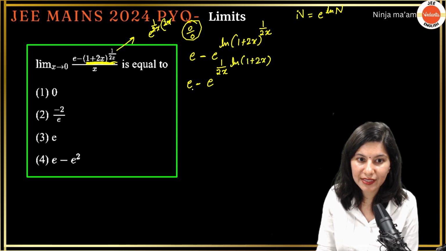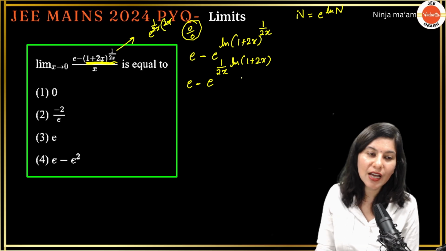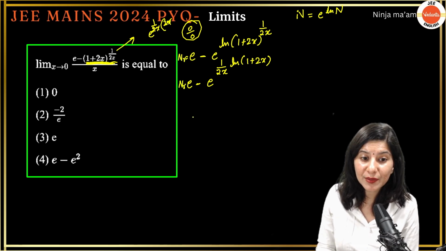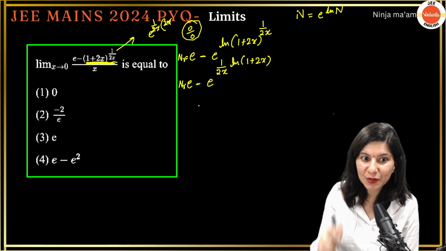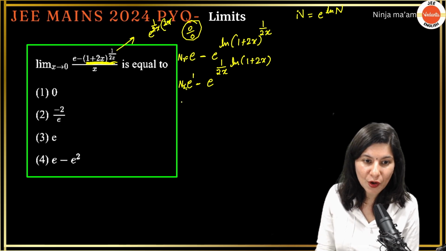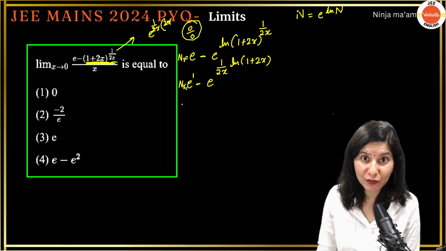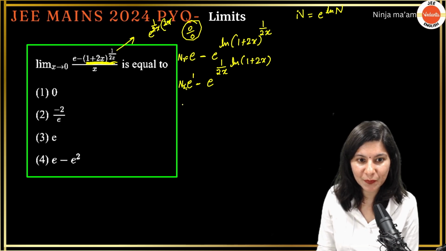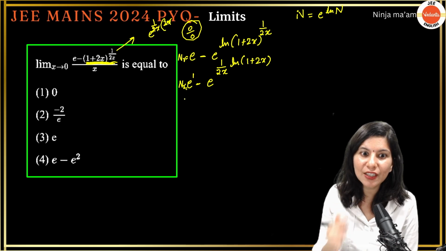Okay, upon x is already there. So this is how your numerator, I am only talking about numerator. So now can you see your numerator is two different exponentials. So from here what you need to do is, if you have two different exponentials, I have already told you that you take one e common.